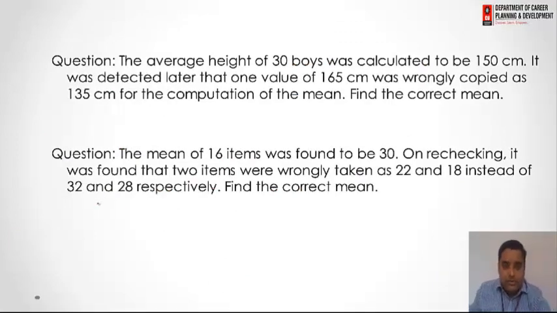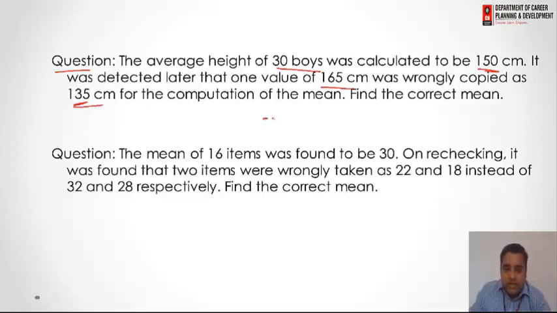Now next we have these two questions in the slide. The first question says the average height of 30 boys was calculated to be 150 centimeters, and it was detected later that the value of 165 was wrongly copied as 135. Find the correct mean. See, the thing is, if the height was 135 centimeters, the average remains the same, that is 150 centimeters, but right now the height is not 135, it's 165.